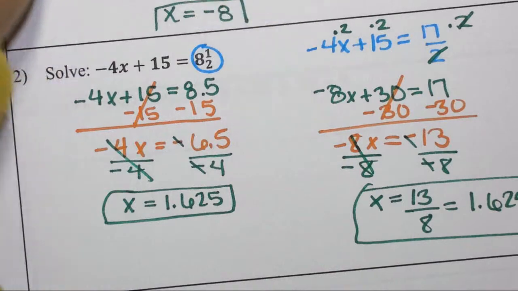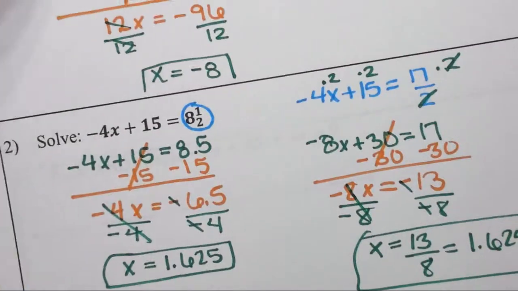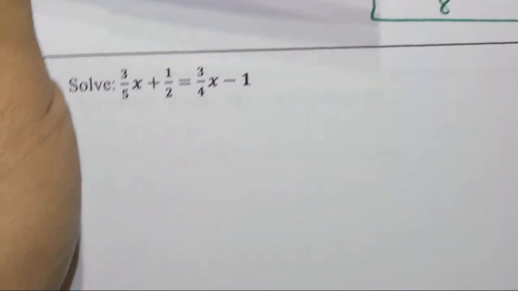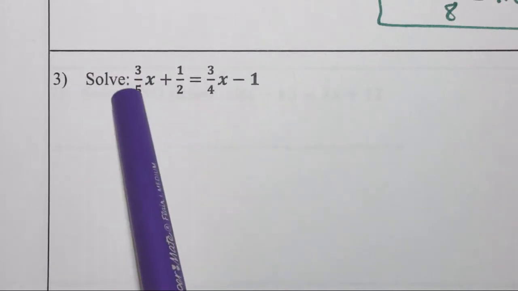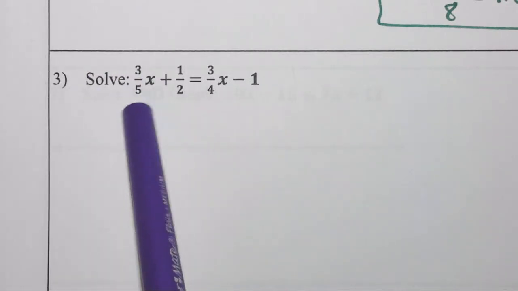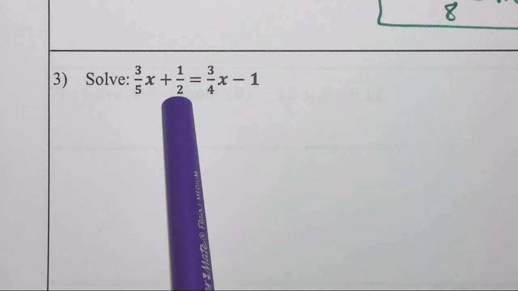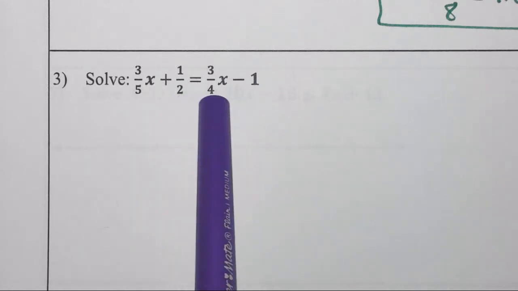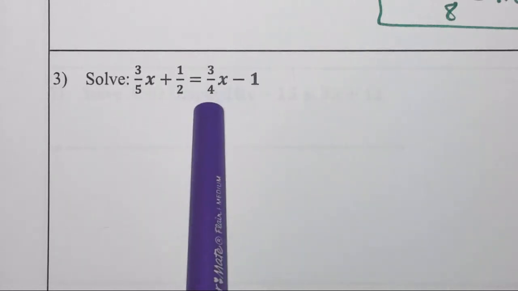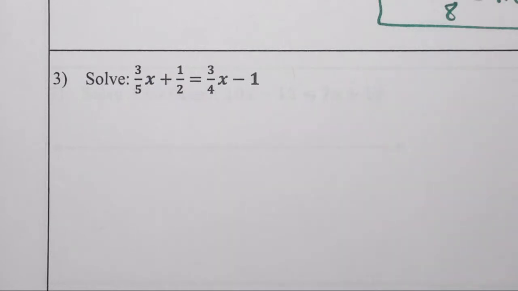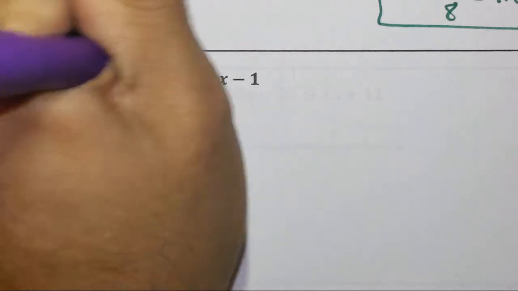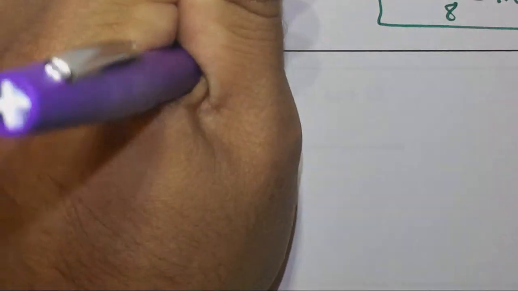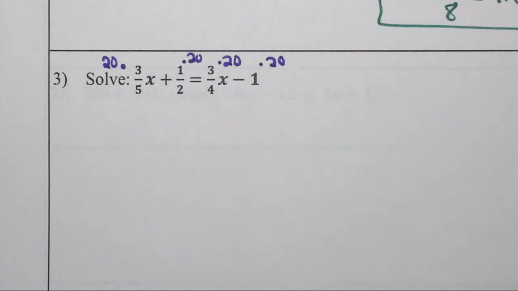Number 3. Alright, number 3 has a whole bunch of denominators on there, so if you think about it and go through your times tables: 5, 10, 15, 20; 2, 4, 6, 8, 10, 12, 14, 16, 18, 20; 4, 8, 12, 16, 20. So it looks like 20 is going to be the magic number here. So I'm going to multiply everything by 20. Everything. Don't forget to do everything.